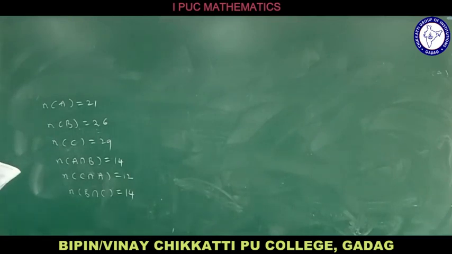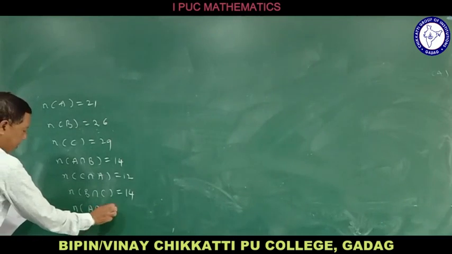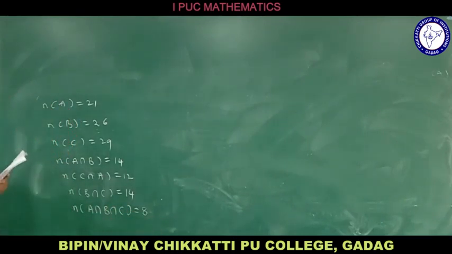8 liked all means what? All products. A intersection B intersection C, that is 8. See how we write all this. N of A intersection B, and here you have to write C intersection A and B intersection C, N of A intersection B intersection C.